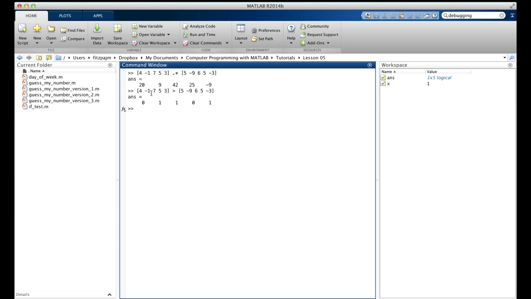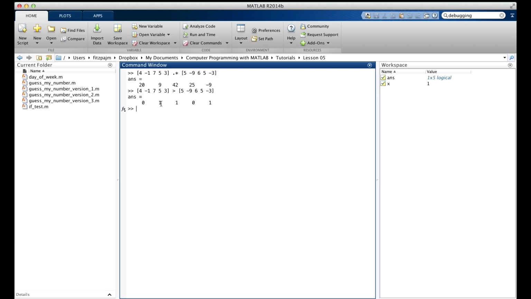As with the dot star array operator, MATLAB applies the relational operation one by one to each corresponding pair of elements. First, 4 greater than 5 gives 0, since 4 is not greater than 5, and 0 represents false. Then minus 1 greater than minus 9 gives 1, since minus 1 is greater than minus 9, and so forth. And again, the resulting matrix is the same size as the input matrices, a 5-element row vector.